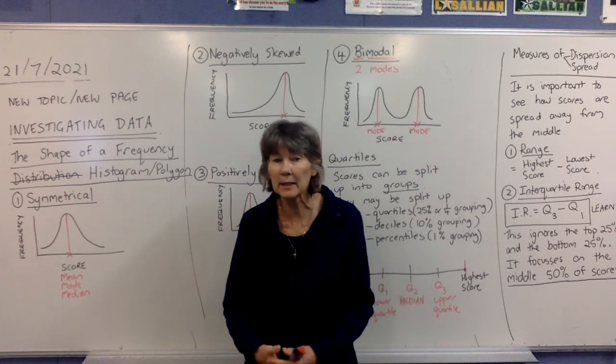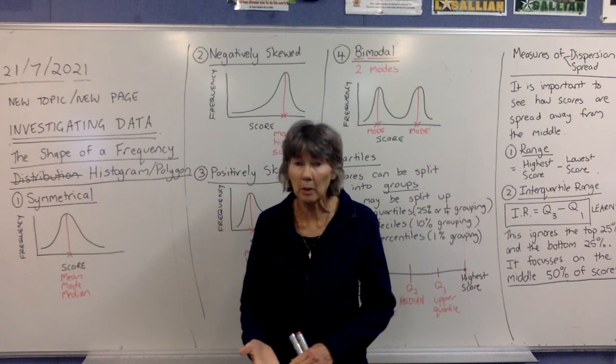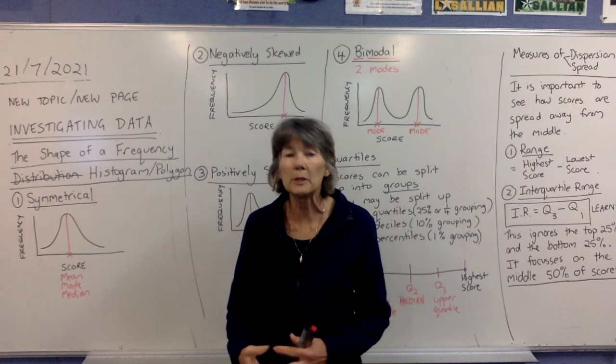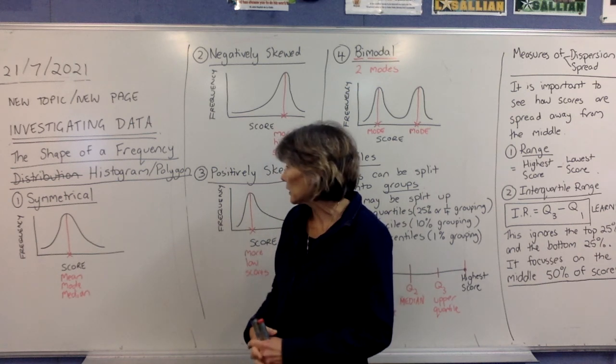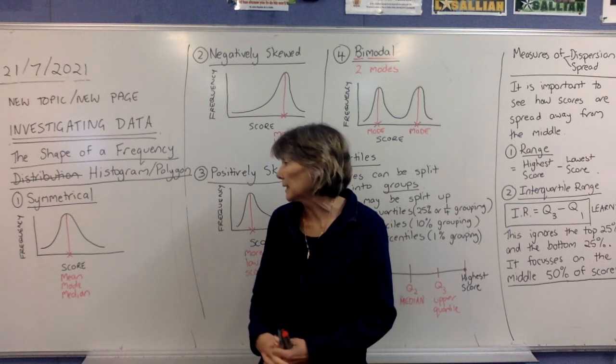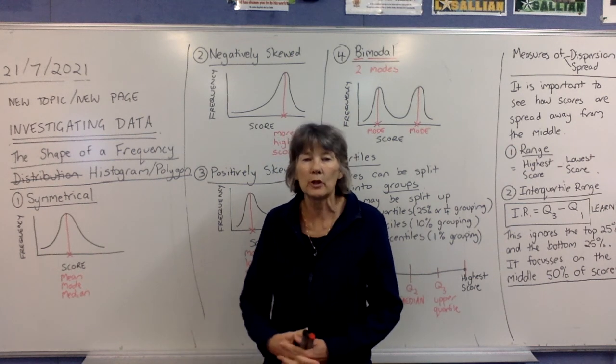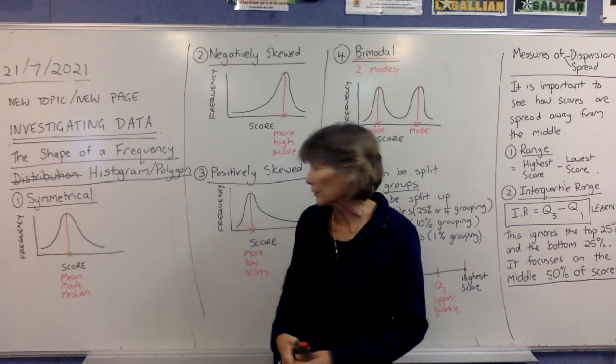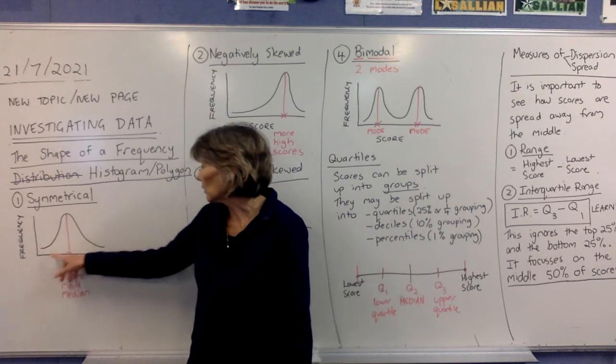Now, we can still extend these things into dot plots and stem and leaf plots, and we're going to be doing that later on. Okay, so just the general things about it firstly. Number one, we're looking at a symmetrical histogram or polygon or graph here. I'll just keep referring to them as graphs. So in this graph, it looks like that.